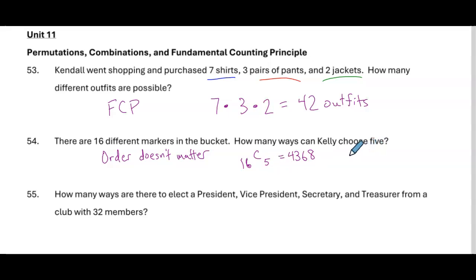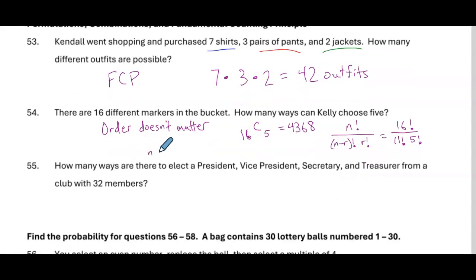You also could use the formula, which is n factorial over n minus r factorial times r factorial. So in this case, n would be 16. N minus r would be 11. And then r would be 5. So you could enter it that way too, because all of your calculators have that factorial feature also in the probability menu. You would make a fraction bar first, and then put these components into each location. But it's definitely faster if you have a calculator that will do nCr.